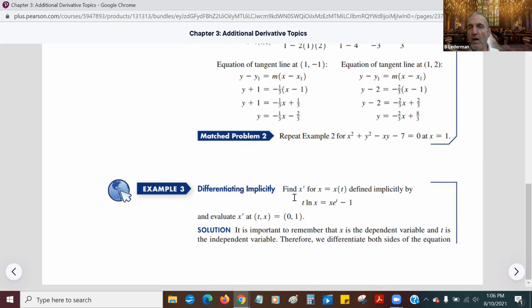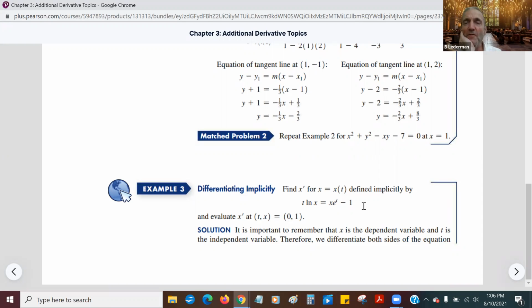Find x prime for x equals x of t. So here x is a function of t. T often stands for time. I'm not saying it has to stand for time in this particular problem, but very often lowercase t stands for time. Uppercase T very often stands for temperature, but it doesn't have to. I'm just saying it's common. Anyways, so we have t times ln x equals x times e to the t minus 1.